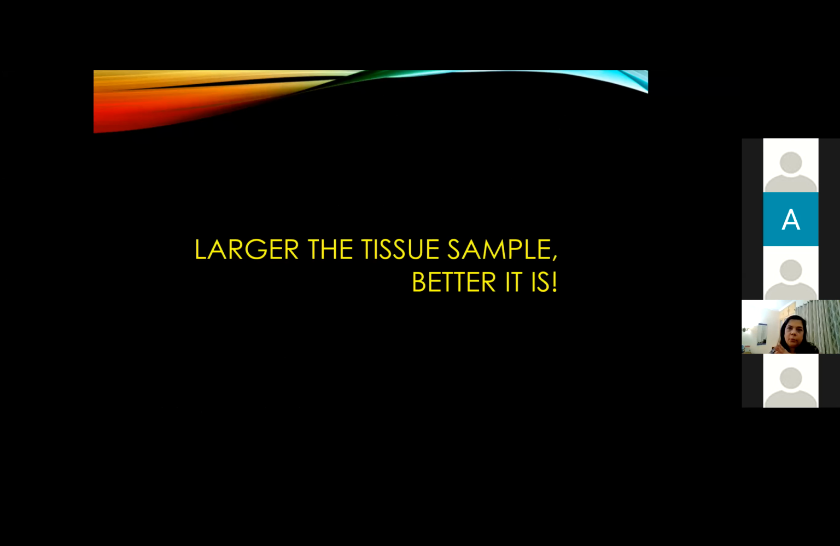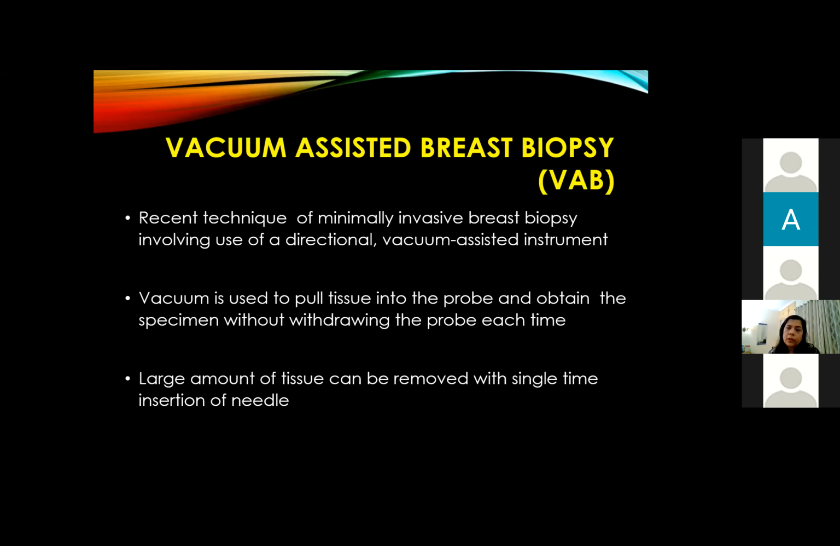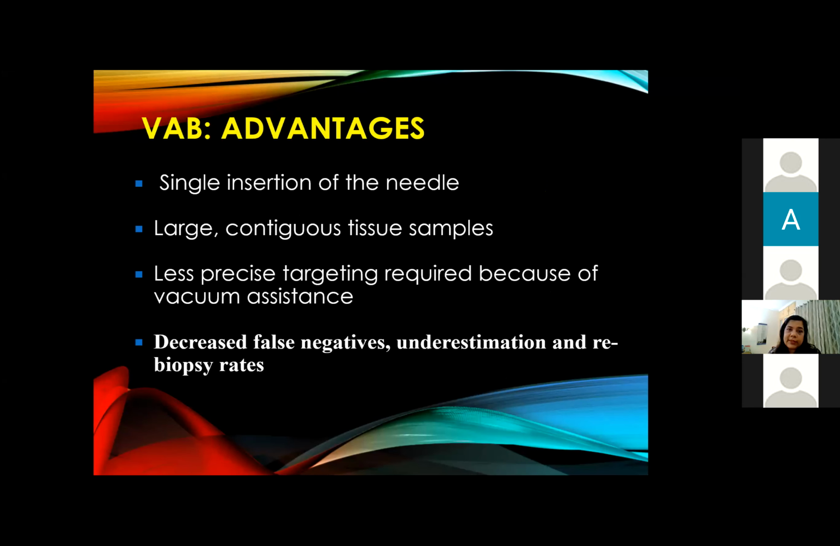So when we have gone through the previous discussion, we can come to one conclusion that probably upgrade rate can be reduced, and sampling error can be reduced with larger tissue sample. So for that comes into the picture the vacuum assisted breast biopsy, which allows us to take a large amount of tissue using vacuum, and you have to insert the probe only once. So these are the advantages of vacuum assisted biopsy over core needle.